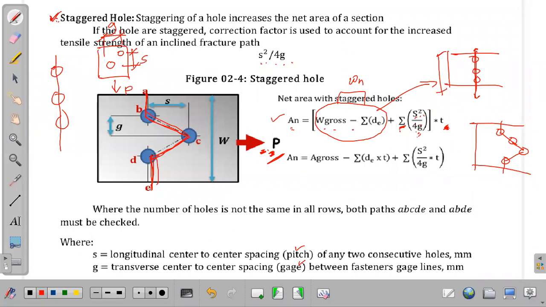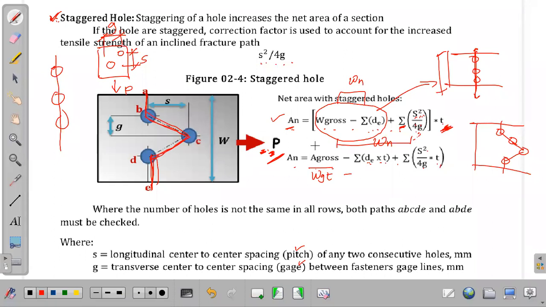So gross width minus the effective diameter of our holes plus the summation of S squared over 4G. This is the net width, WN, for a staggered hole, plus S squared over 4G. So to get the net area, times T, times the thickness of our plate. Okay? Or you can write the thickness inside. So the gross area is W gross times the thickness, minus the summation of the effective diameter of hole times thickness, plus the summation of S squared over 4G times thickness. That is still the net area.